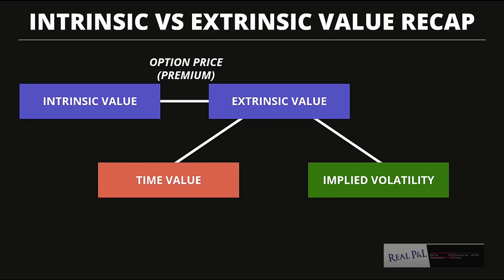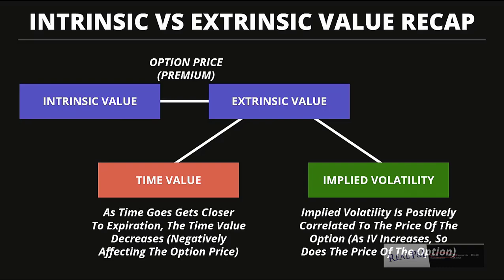Options are made up of both intrinsic and extrinsic value. Intrinsic value is the real, tangible value of the option, representing the profit an investor would realize if they exercise the option immediately. It's the difference between the stock's current price and the option's strike price. Extrinsic value represents the additional amount investors are willing to pay for the possibility that the option may become profitable due to factors like time and implied volatility.